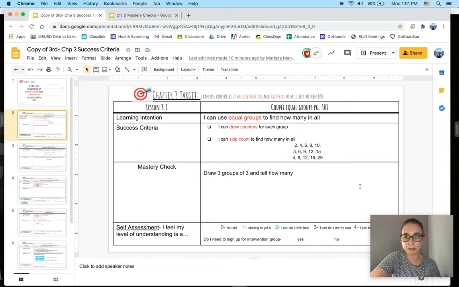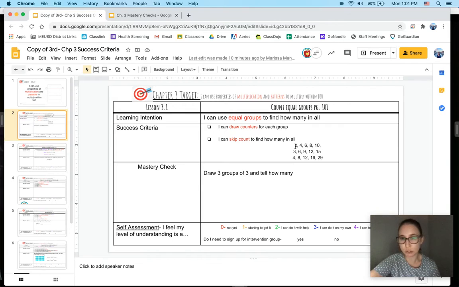All right, so you should be back, and this is our learning intentions for this lesson. Our learning intention is I can use equal groups to find how many in all. And remember, the word equal means the same value. All right, and how we're going to be successful is I can draw counters for each group, and I can skip count to find how many in all. So skip counting, we're making our numbers into a pattern.